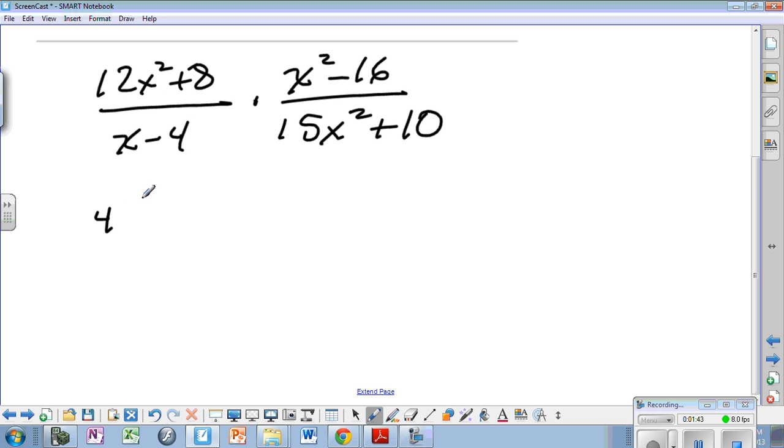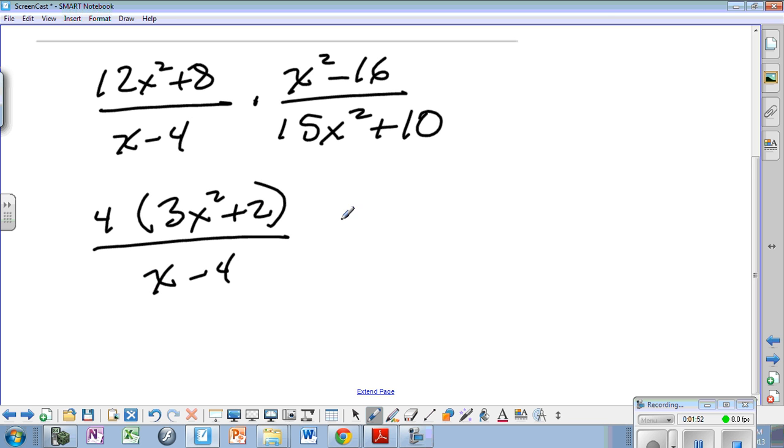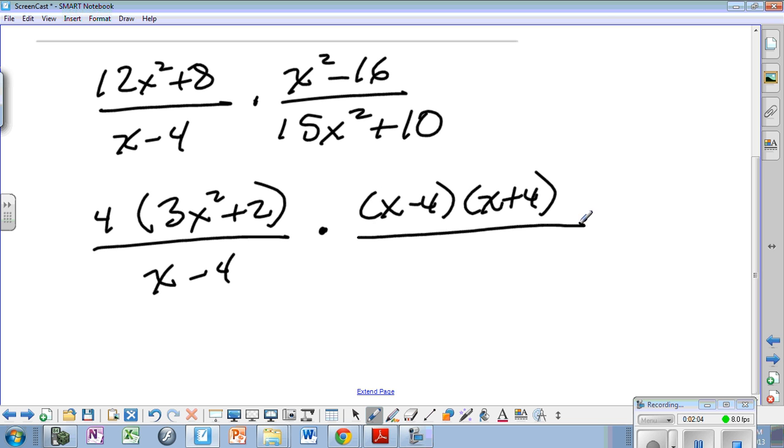The common factor for the numerator is 4, so I end up with 3x squared plus 2 all over x minus 4. And for my other numerator, I'm going to multiply x minus 4 times x plus 4, since that is the difference of squares. My denominator, my factoring is greatest common factor factoring, because I know this because 5 divides evenly into each term.